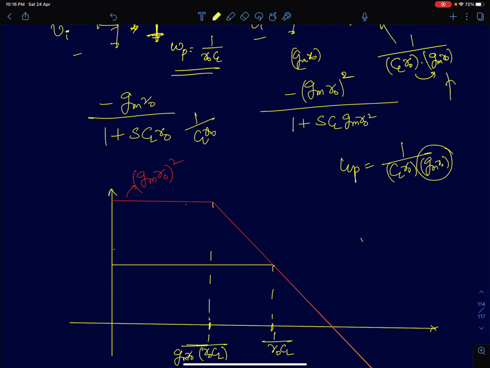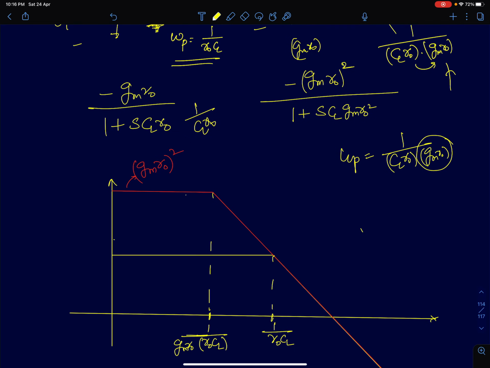So that's what I have shown in the frequency response graph here. If you see in this graph, this is the gain frequency response for a cascode amplifier. This is one for a common source amplifier. The DC gain has increased by a factor of gm r0, but the pole has decreased by the same factor gm r0. So for a common source, even though the gain is reduced by a factor of gm r0, the bandwidth is much higher.